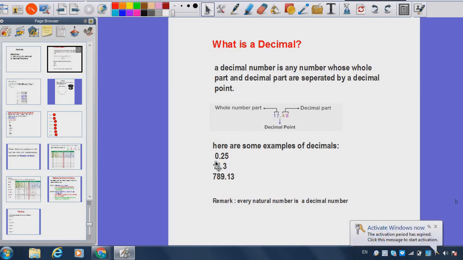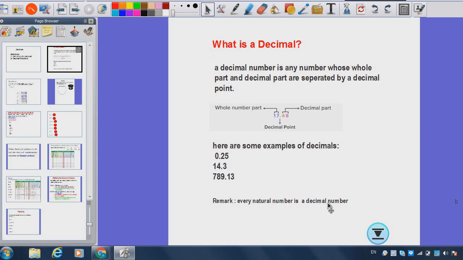Other examples of decimals, 0.25, the same. 0 is called the whole part, 25 is called the decimal part, and between them we have a decimal point. The same for 14.3 and 789.13. These numbers are called decimal numbers.